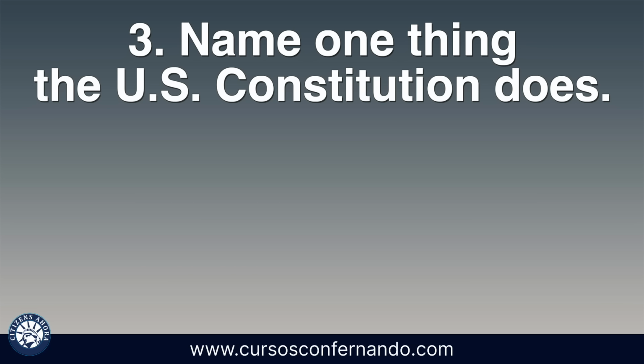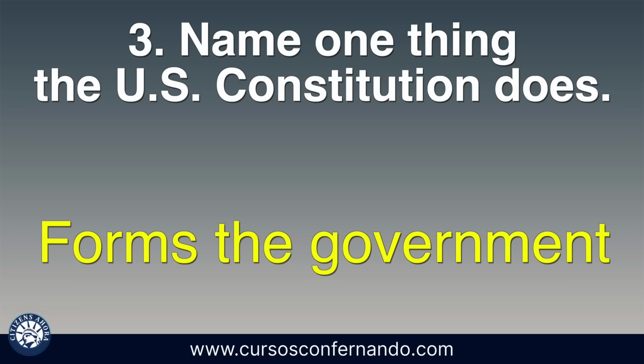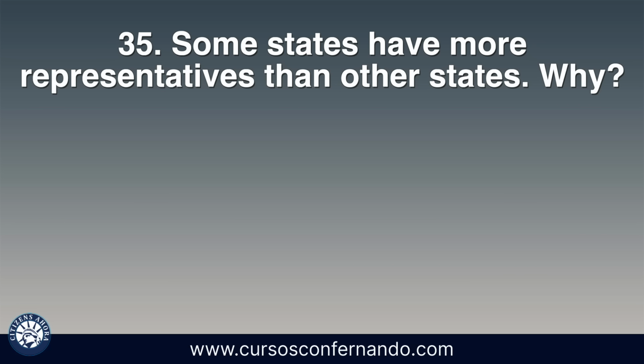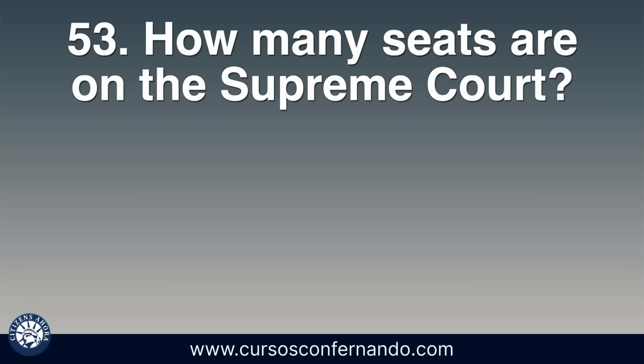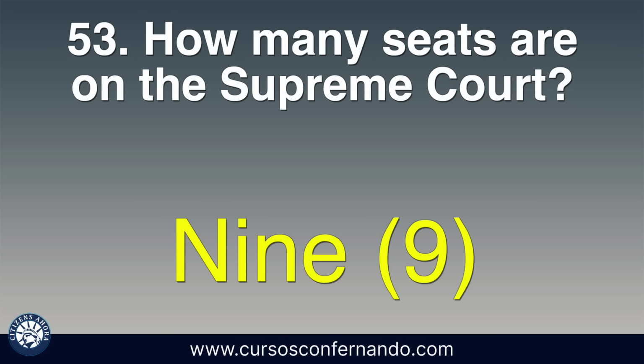Name one thing the U.S. Constitution does. Forms the government. Some states have more representatives than other states. Why? Because they have more people. How many seats are on the Supreme Court? 9.